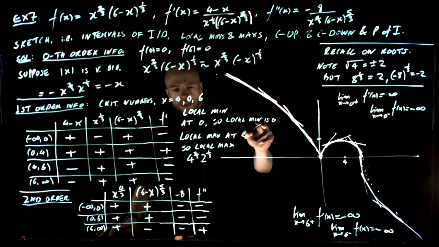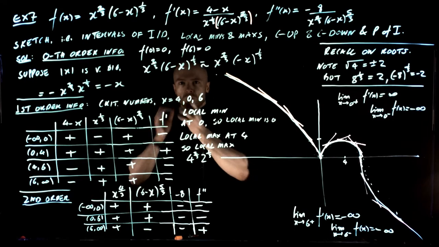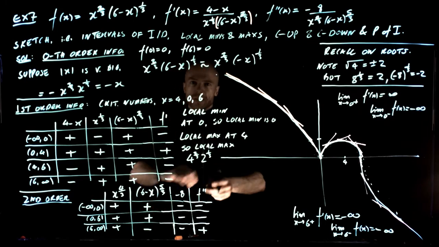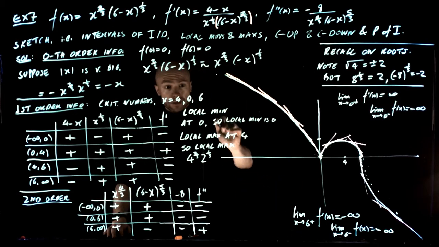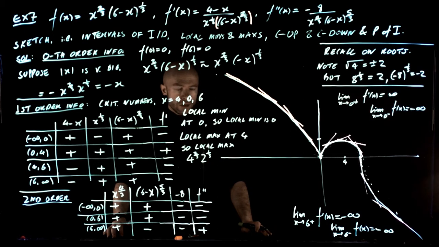I do that because I don't want you to mix up where the local min is at as opposed to what the local min is. In this case they're the same, but obviously not always. Okay, so that's local mins and local maxes.